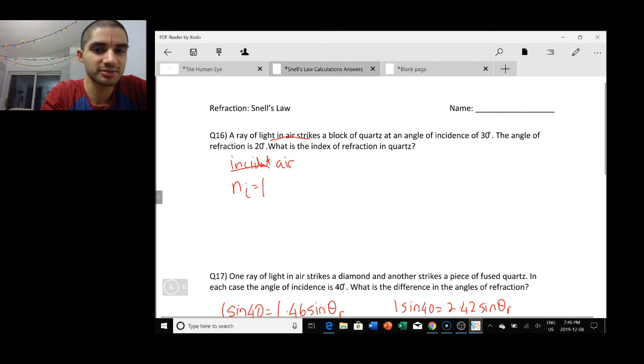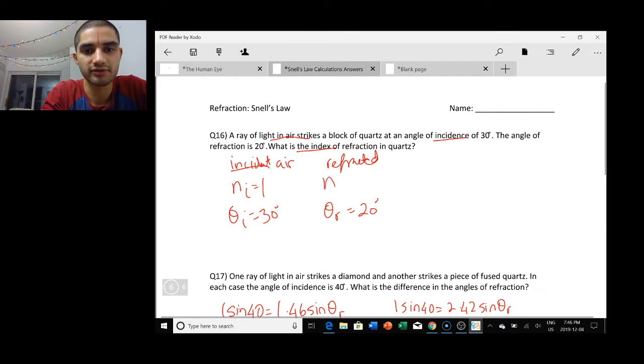So the incident medium is air, Ni equals 1. The refracted medium is quartz, but I don't know what the index of refraction is. At least that's what my question's asking for. I have to find it. But I know the angle of incidence, theta I equals 30 degrees, and I know my angle of refraction, theta R equals 20 degrees. So I have to find my index of refraction here. This is what I have to find.